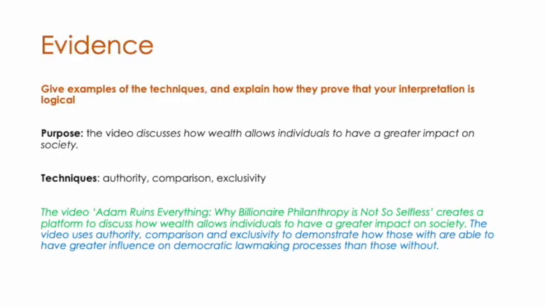The evidence section is where I'm going to give examples of the techniques and explain how they prove that my interpretation is logical. There's a few parts to this, so I'm going to talk through this in a little bit more detail. What I've determined so far in my paragraph is I'm going to be using specific techniques to prove that the purpose I have interpreted in the video exists. The order that I've listed my techniques in the elaboration is authority, comparison, and exclusivity. So it's logical that I'm going to use my authority evidence first.